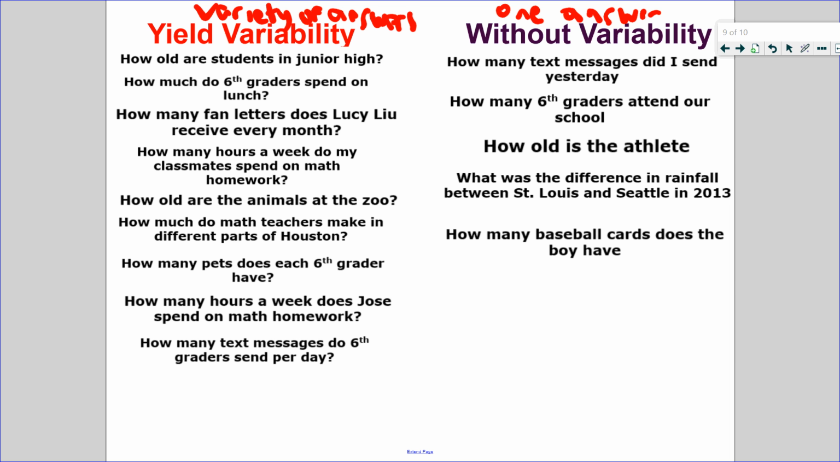How old is the athlete? I'm an athlete, so I am a certain age. What was the difference in rainfall? You subtract and get one answer. How many baseball cards does the boy have? One answer. So that is what you are going to do. So again, if it has variability, variety of answers. If it's without variability, only one answer.